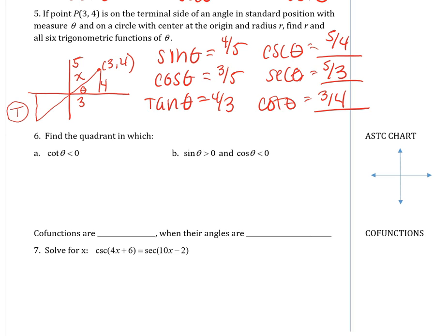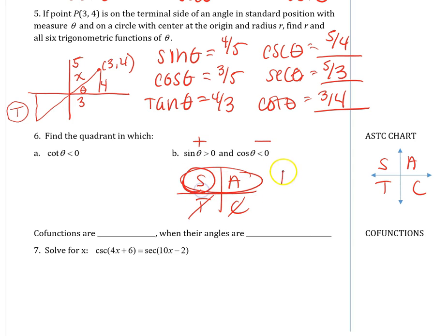So again, speaking of the ASTC chart, which tells us which trig function is positive where, if I wanted to find a quadrant where sine is greater than 0, which means positive, I would be looking in quadrants 1 and 2. So I'm not looking at 3 and 4. And then between those, if I wanted cosine to be less than 0 or negative, I would pick quadrant 2, because only sine is positive there.